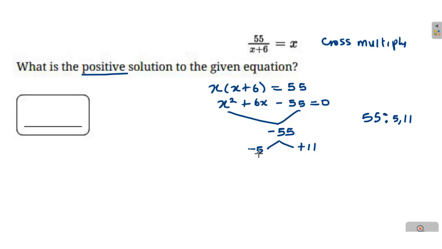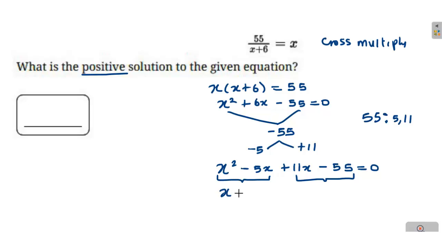So that implies that wherever we see plus 6x, we replace it with minus 5x plus 11x. So that would now be x squared minus 5x plus 11x minus 55 is equal to 0. Since this decomposition is correct, we factor this part separately and this part separately. One unique thing is whatever you factor inside a bracket here, we repeat on this side. So let's start here. What is common to both of them? That is x. So we have x into bracket x minus 5.